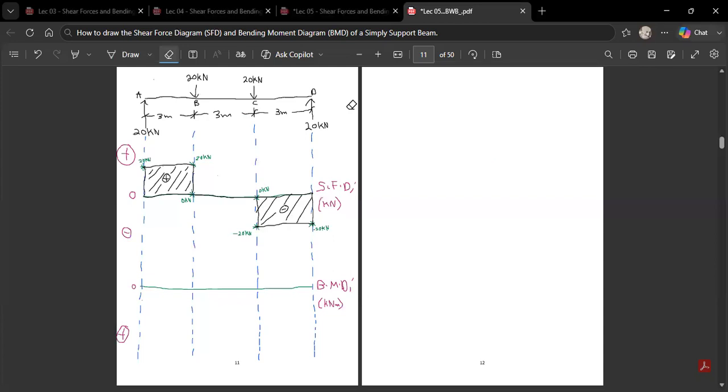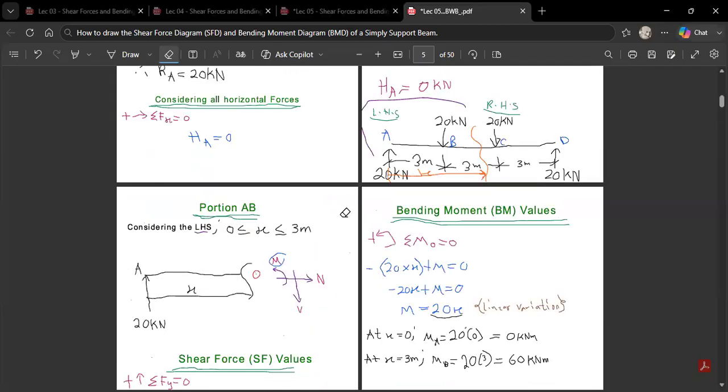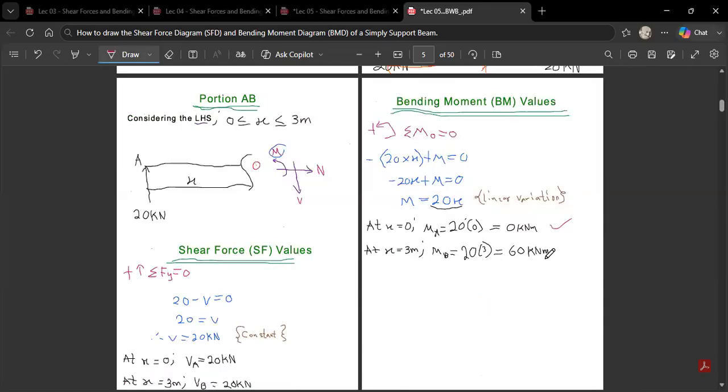So in portion AB, this is our portion AB over here. So the portion AB, our bending moment value was what? At A, MA is equal to 0. You see, MA is equal to 0, and MB is also equal to what? 60 kilonewton meters. Okay, so we are going to plot it 0 and 60. Then we'll come back and plot the rest.